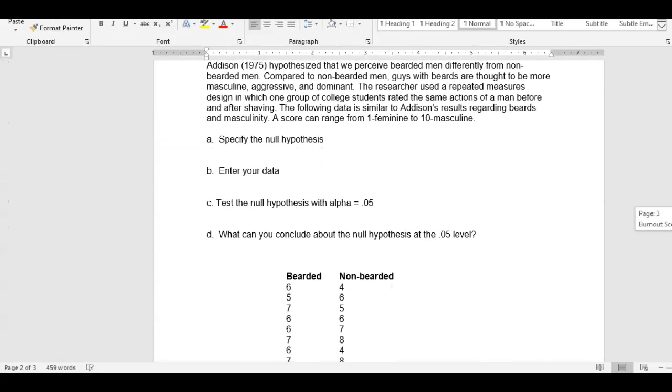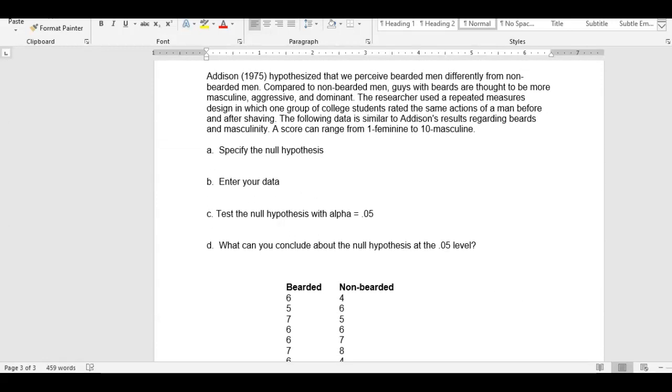Now, let's look at the next one. Addison from 1975. Bearded men. Guys with beards, do we perceive them differently? More masculine, aggressive, dominant if you got facial hair? Well, the null hypothesis would say there will be no significant difference. But wait a minute. Let's look at this real quick here. Let's not get ahead of ourselves. What does it say here?